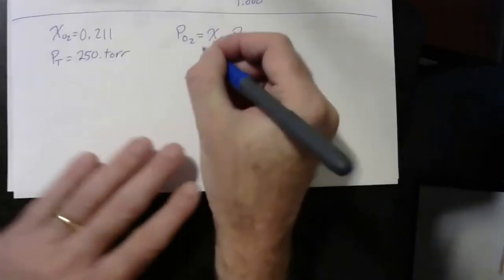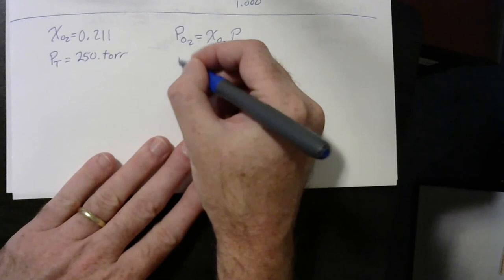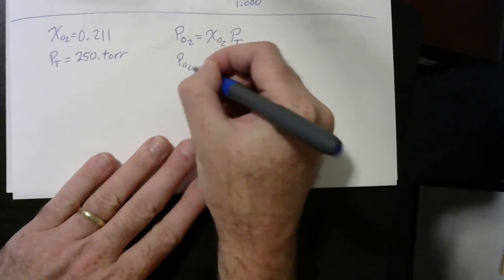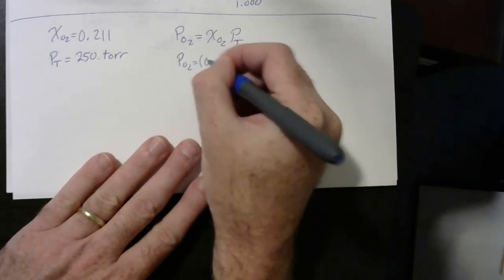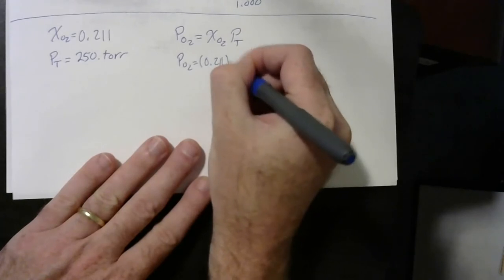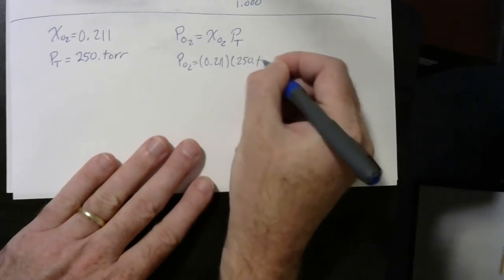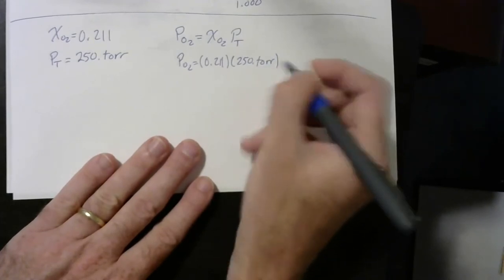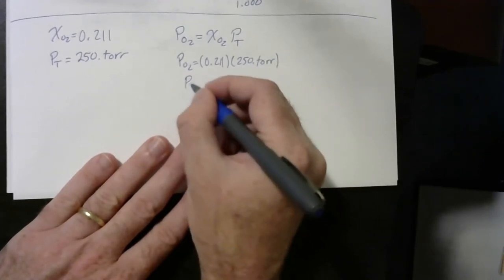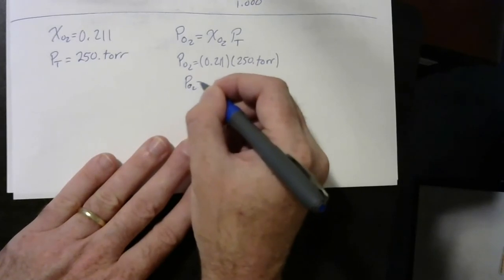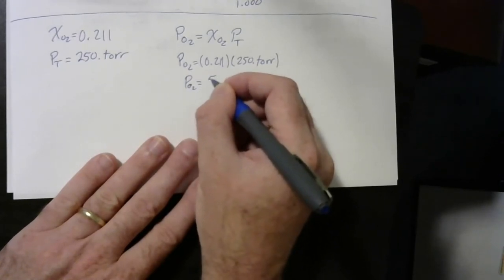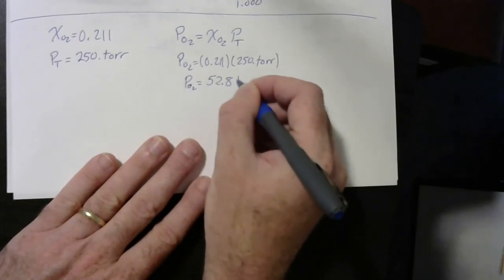So if we look at this problem, we're just going to plug in the information we're given. The partial pressure of O2 is going to equal that mole fraction, 0.211, no units, times the 250 torr. We treat that like it's got 3 sig figs. Pressure of the O2 is 52.8 torr.